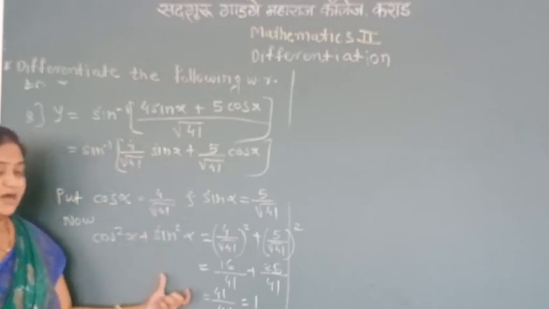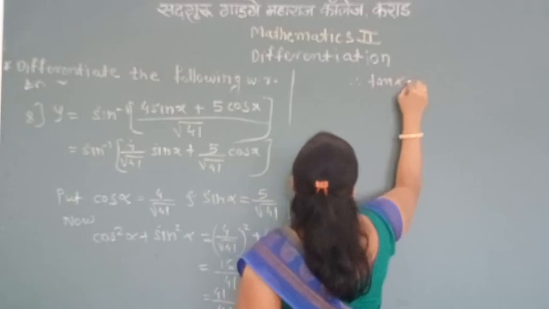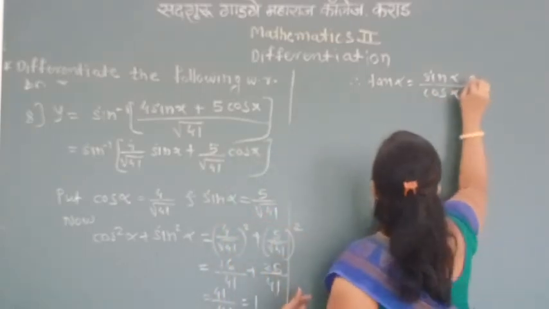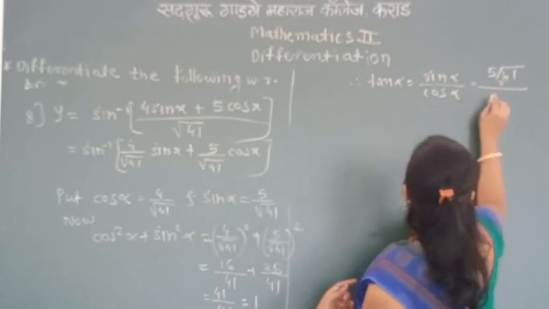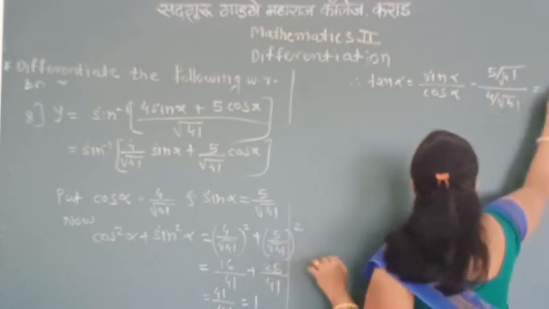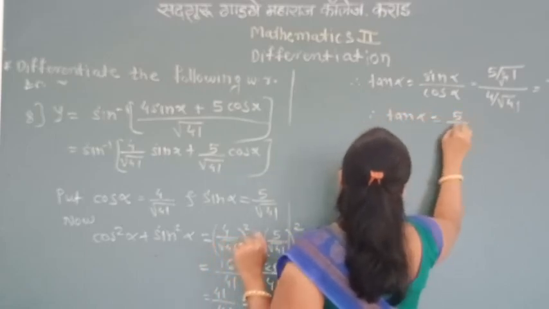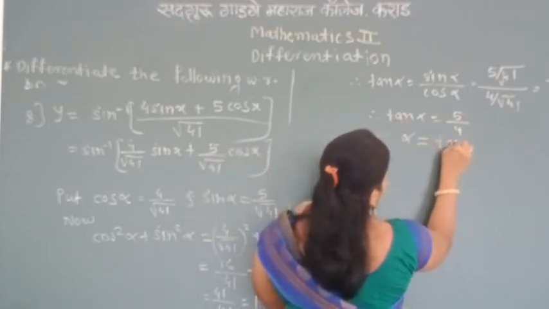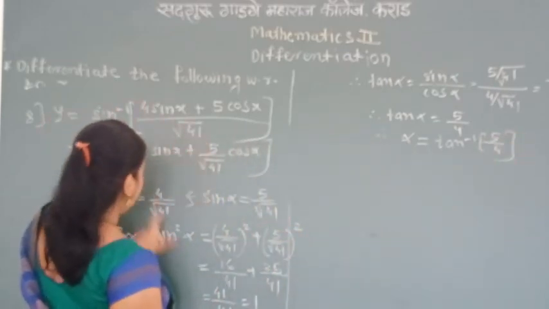But before we substitute in here, we can find tan alpha. Therefore, tan alpha is equal to sin alpha divided by cos alpha. What is the sin alpha value? 5 upon square root of 41. What is the cos alpha value? 4 upon square root of 41. Square root of 41 cancels out. So 5 upon 4. So this implies tan alpha is equal to 5 upon 4. So this implies alpha is equal to tan inverse of 5 by 4. Okay. Now we can substitute these two terms in here.